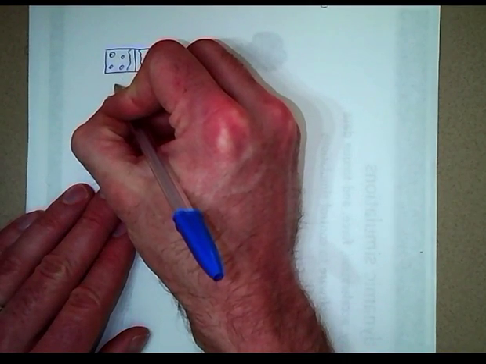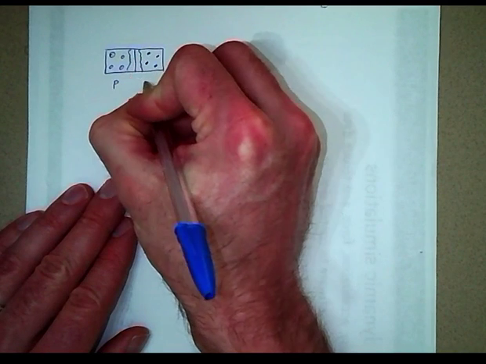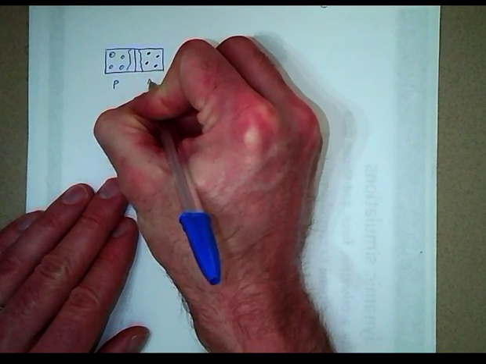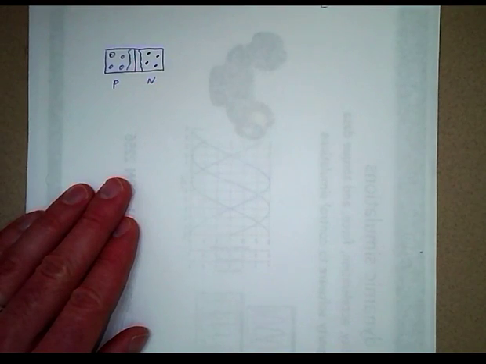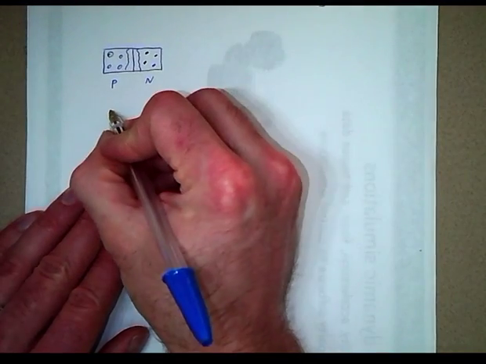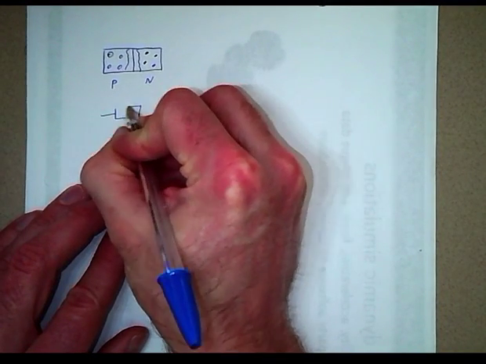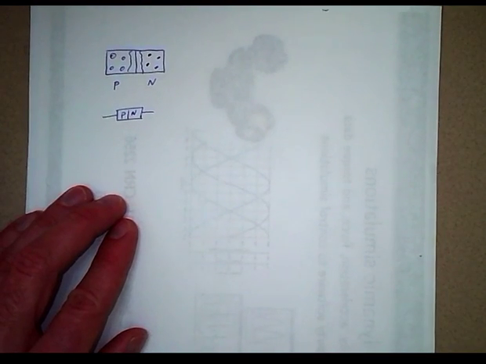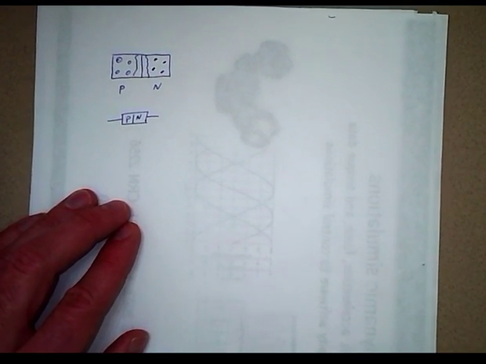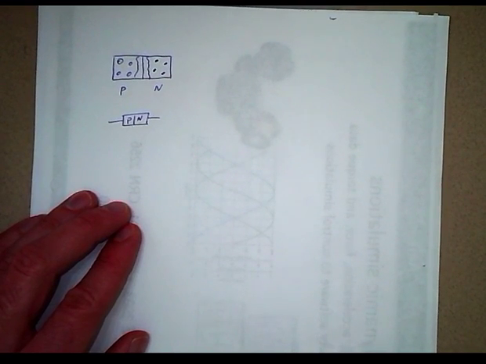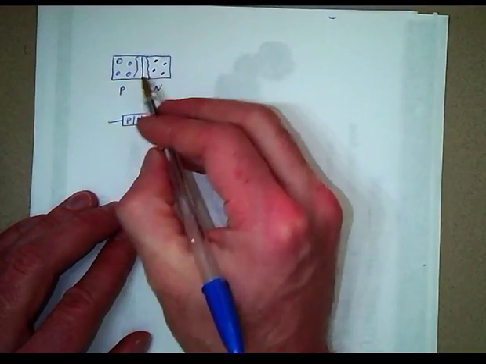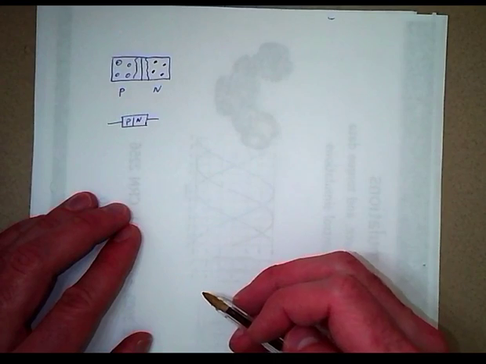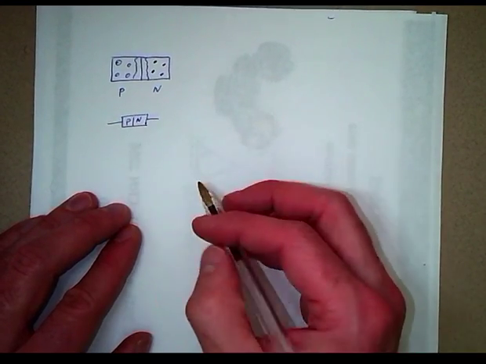So we've got P and N. Or this can also be represented like so. And if we apply electric potential to this diode, then it behaves in one of two ways.